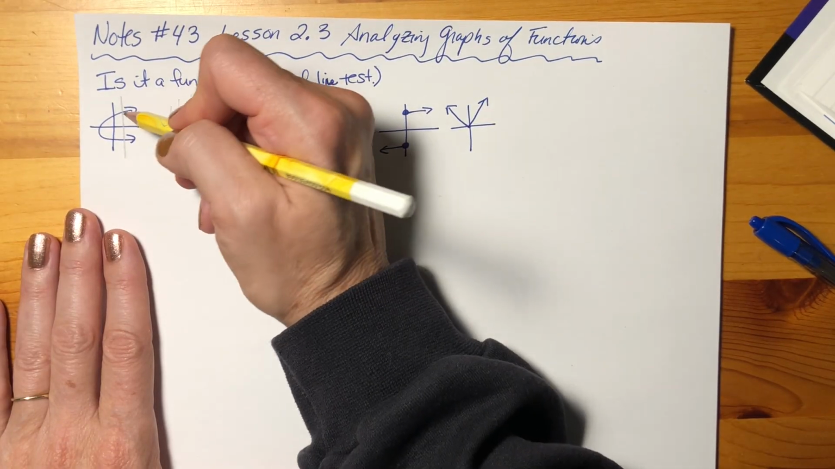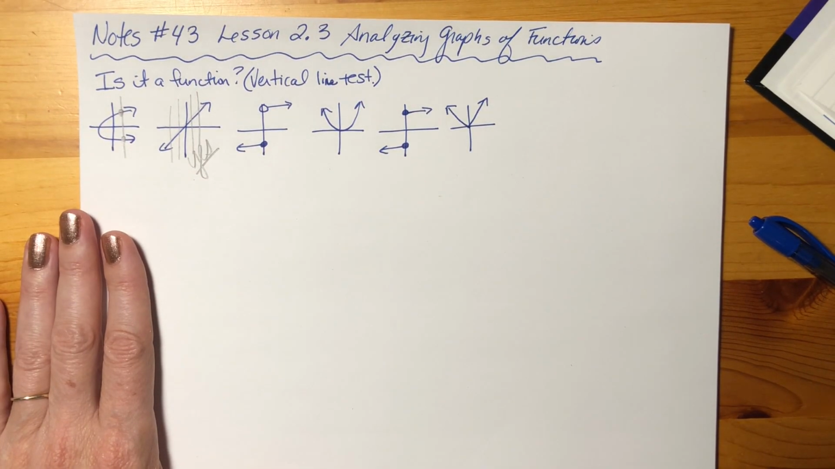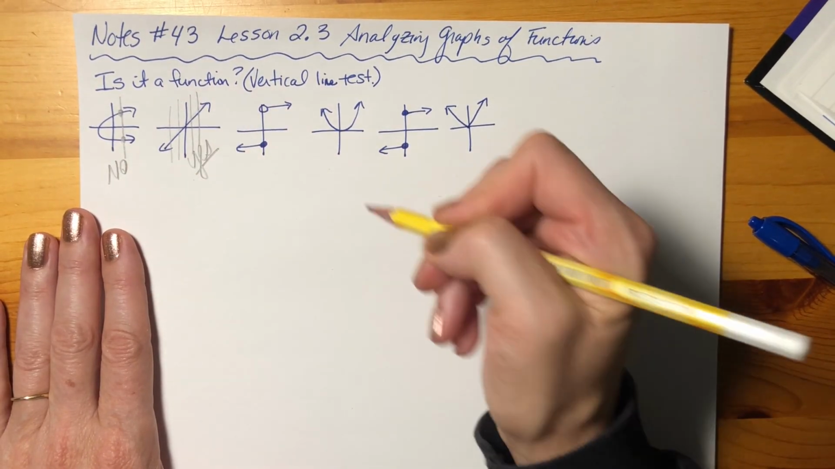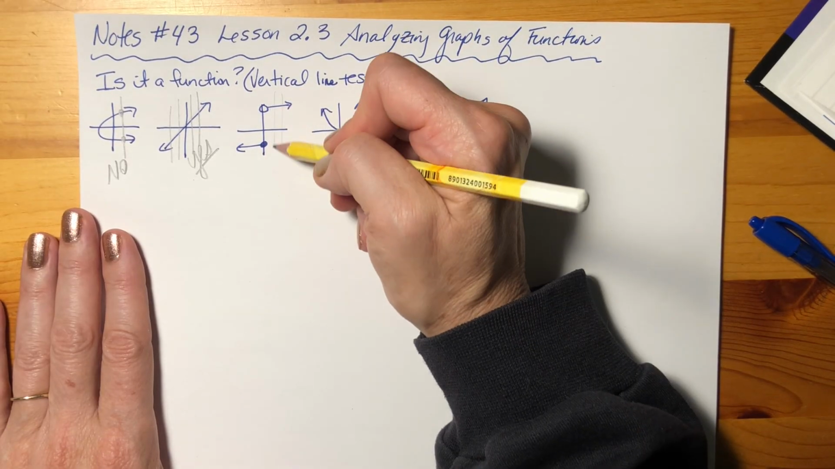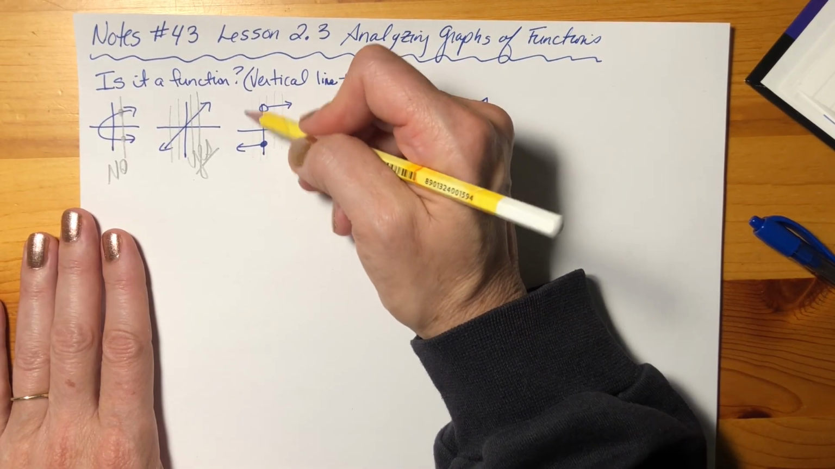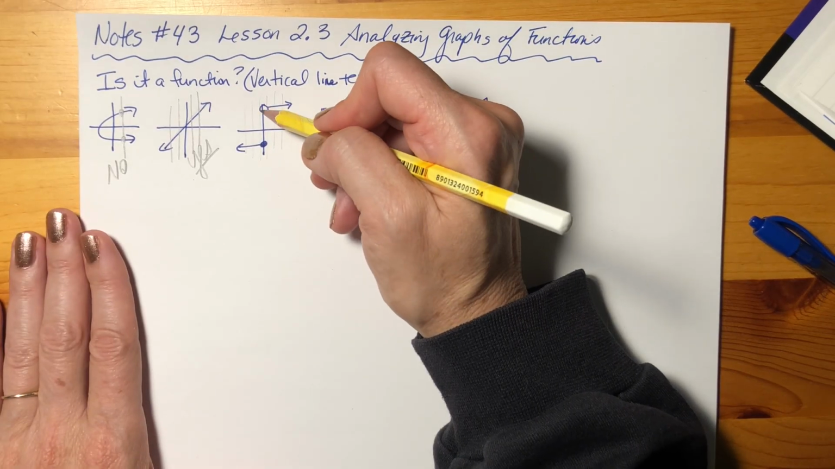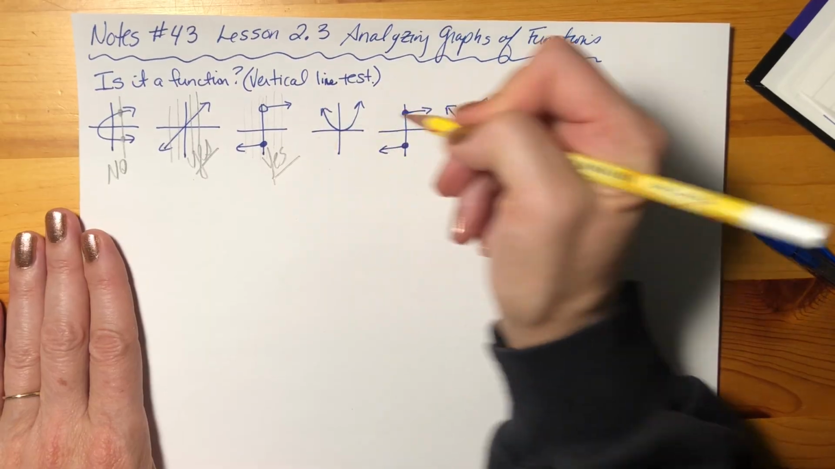Over here, if I drop a vertical line, I've crossed the function two times. So this one is definitely not, okay? Now, you've got to think about these other ones. If I drop a vertical line anywhere I want here, am I going to hit this graph more than one time? This one, notice, has an open circle and a closed circle. So yes, this one is a function, okay?